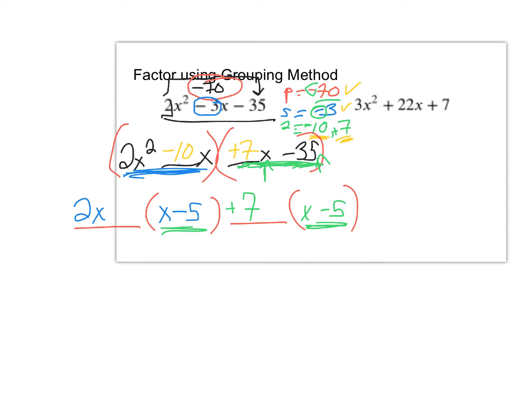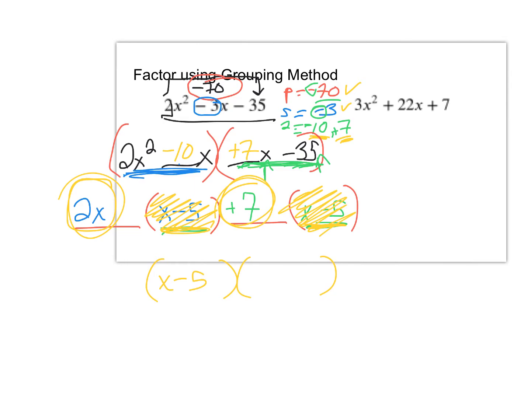All right, let's finish this thing off. Our two parentheses, our lead pieces are x minus 5s. Second parentheses, all the garbage left over on the outside. So 2x plus 7. And there you go. There's that one.